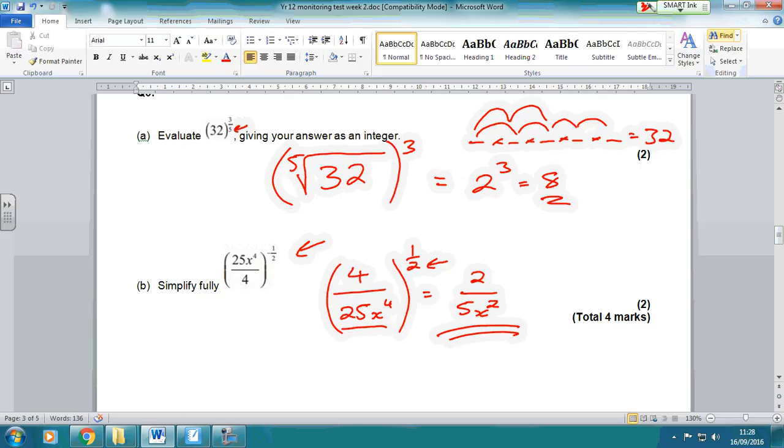So step 1, we deal with the negative by flipping it upside down. Step 2, we deal with the root, so it's going to be square root of 4, square root of 25, and then we multiply the powers together, so it's in brackets.